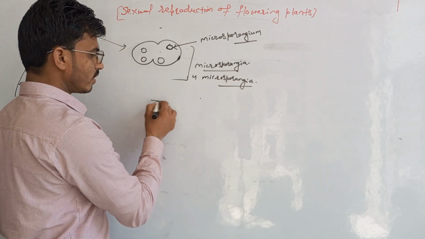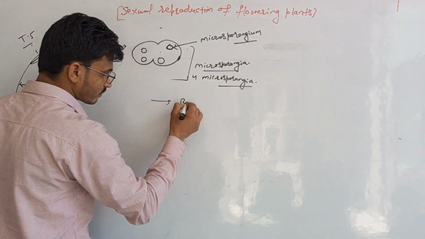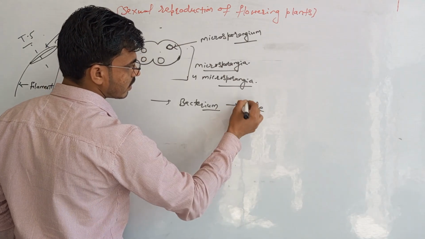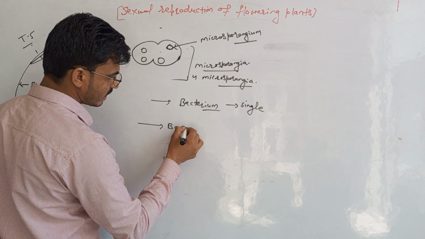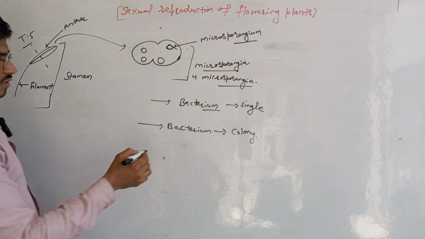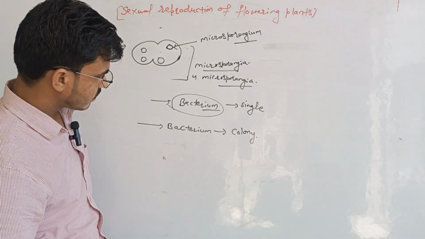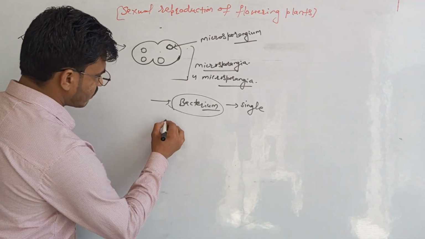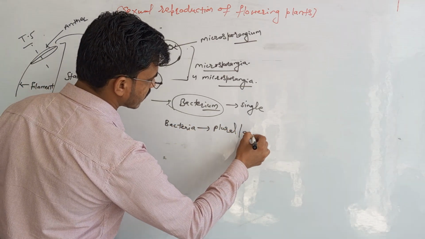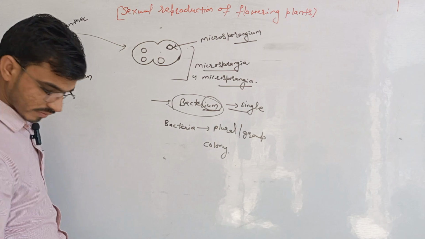For example, you are all aware of bacterium and bacteria. Bacterium means simply a single bacterium, and bacteria means a group of bacteria, or a colony. When we talk about the bacterium, we consider only a single bacterium. Bacteria is plural, meaning a group or colony, and bacterium means the single one.